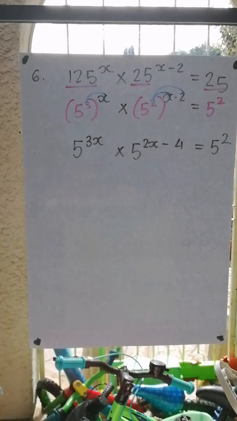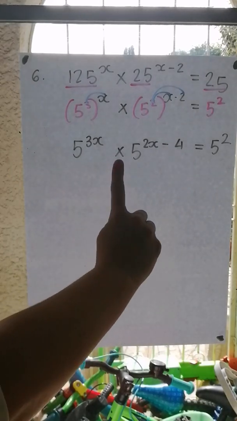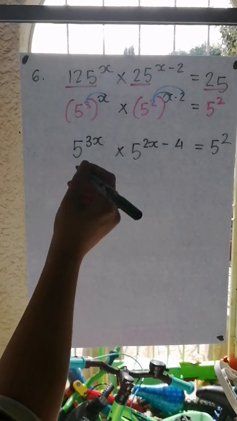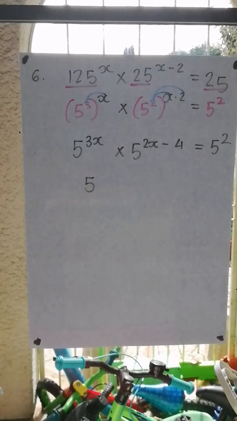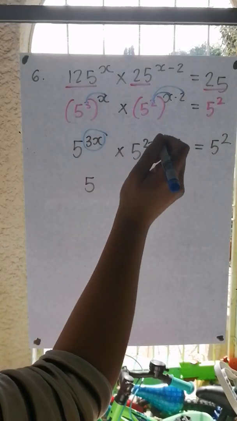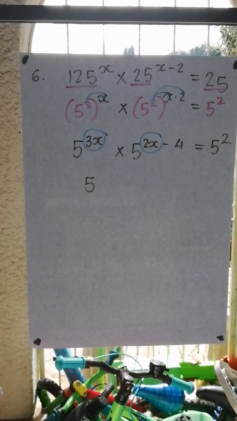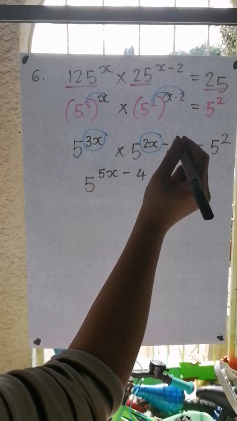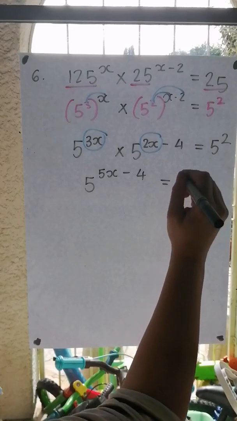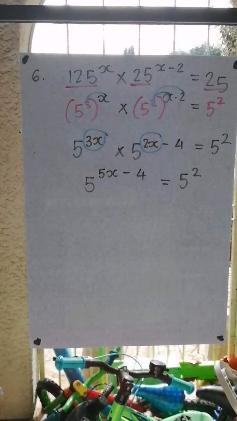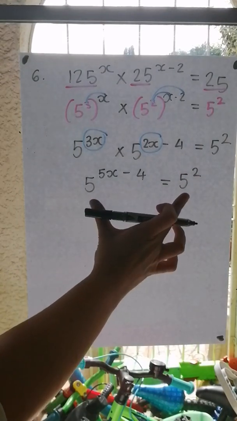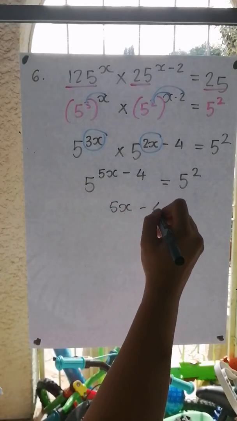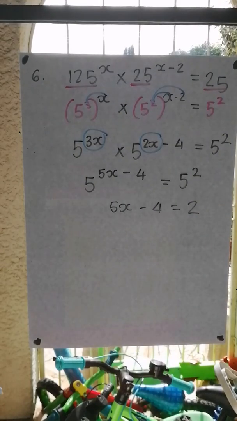What do I notice is happening on this side? Like bases that are multiplying. So what can I do? Keep the base, add the powers. So keep the base of 5, adding the powers. The only like terms in the adding of the powers would be the x's. So I have 3x plus 2x, which is 5x minus 4, because the 4 doesn't join with anyone, equals 5 to the power of 2. Okay, so like bases on either side of the equation, ignore the bases, write down your exponents and solve.